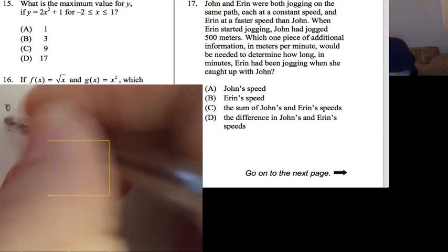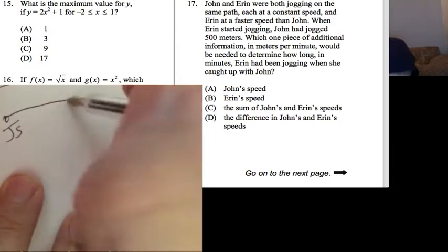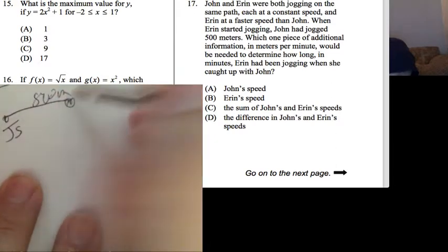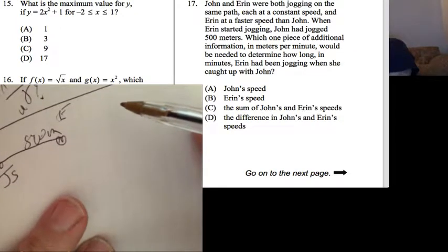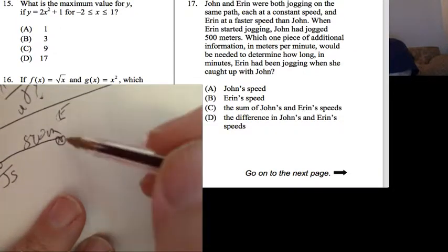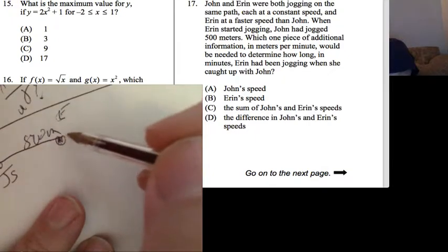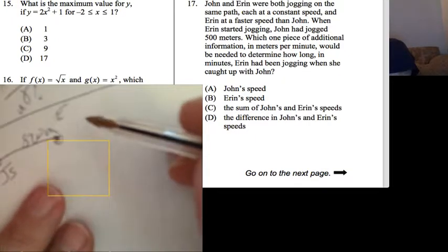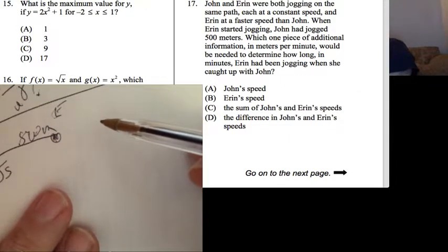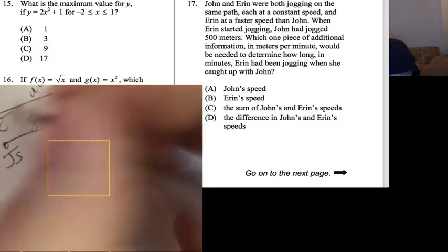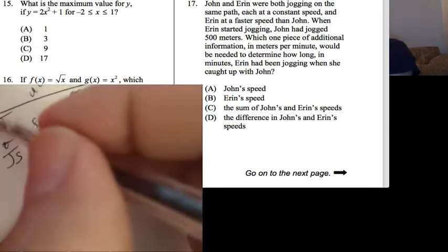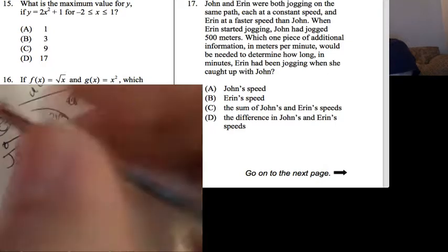So John starts here. He goes 500 meters. And this is the point where Aaron starts jogging. When Aaron starts jogging, John has already jogged 500 meters. So we don't know if she's doing it there or not. Which one additional piece of information in meters per minute would be needed to determine how long in minutes Aaron... Okay, so she doesn't start here because they're talking about once she catches up. So when John is here, that's when Aaron starts.